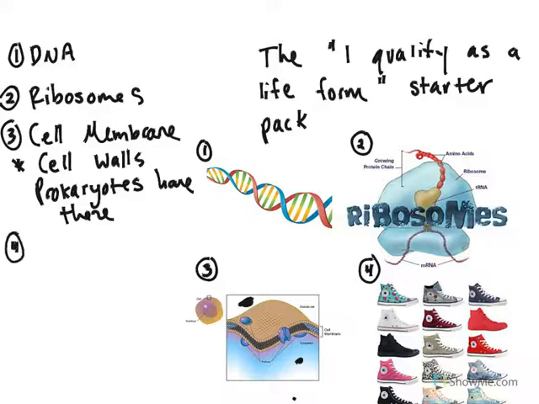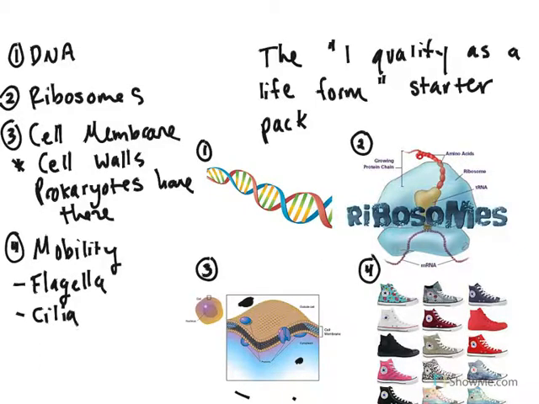I couldn't really think of a better picture, but we got some sick kicks over there. So number 4, what I'm saying is also a part of the starter pack, is having some way of getting around. Mobility is huge. This one's a little less important, but I do want to point out that one thing prokaryotic and eukaryotic organisms have in common is they can have flagella and cilia, these little hair-like organelles that allow your cell to move around.